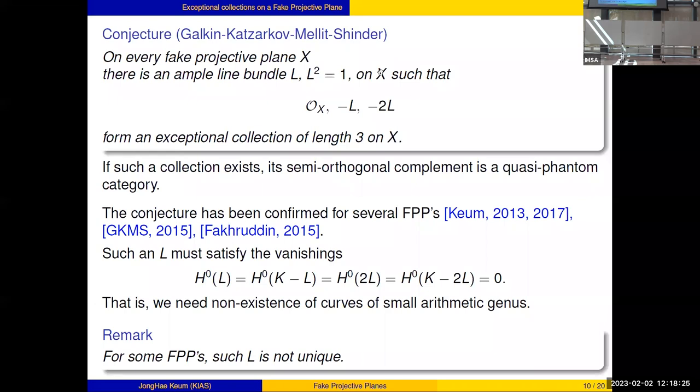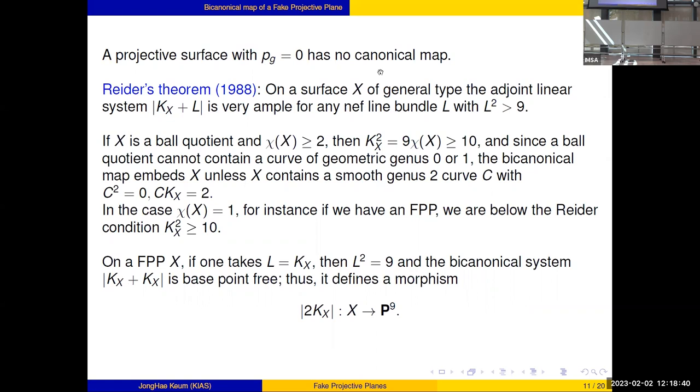So if you take a 9 under L, giving exceptional connection. And now let's go to the bicanonical map. Here, a pg=0 surface cannot have any canonical map because the linear system is empty.